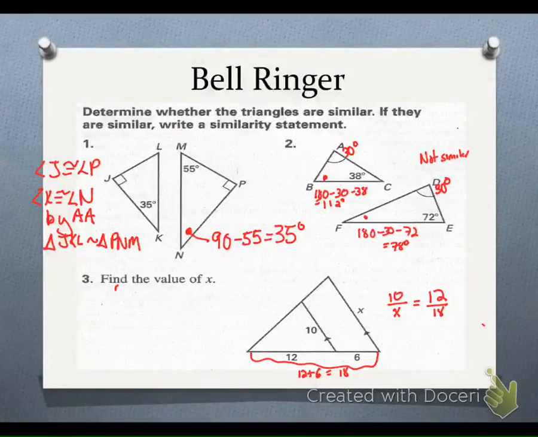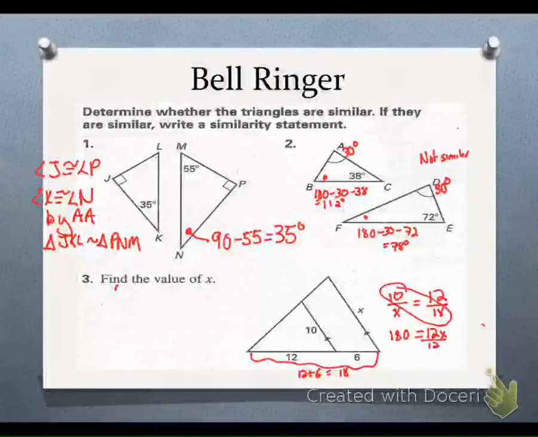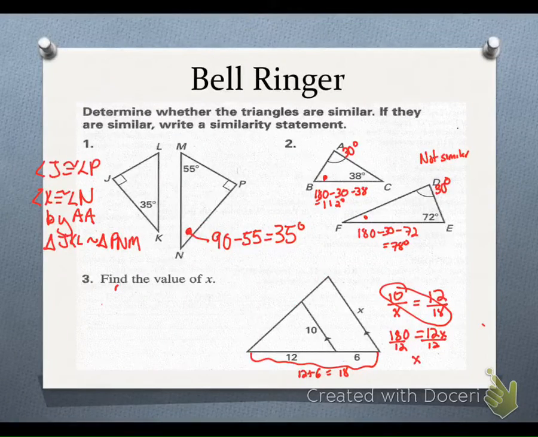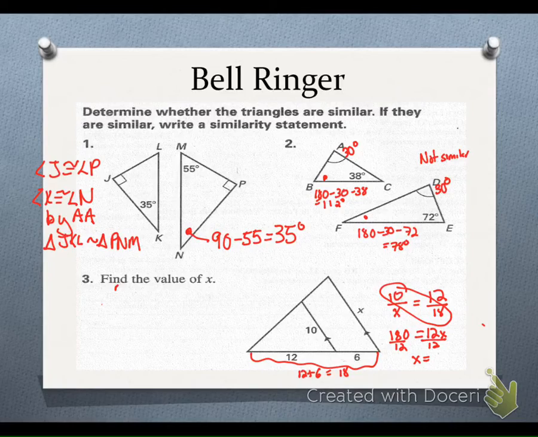So when you're at this point, we're able to do our cross multiply. So 10 times 18 is 180. 12 times x is, we're going to divide by 12. x equals 15.